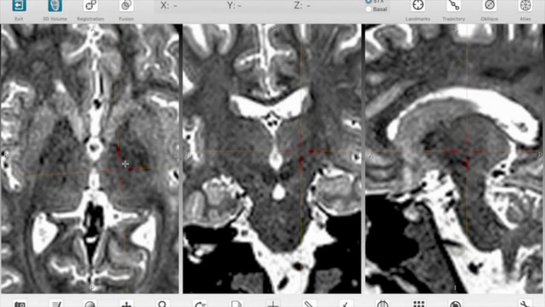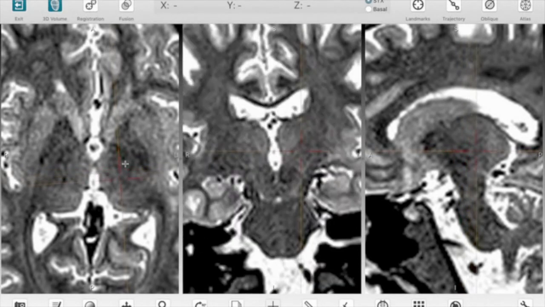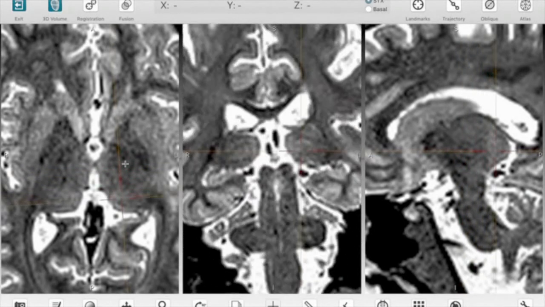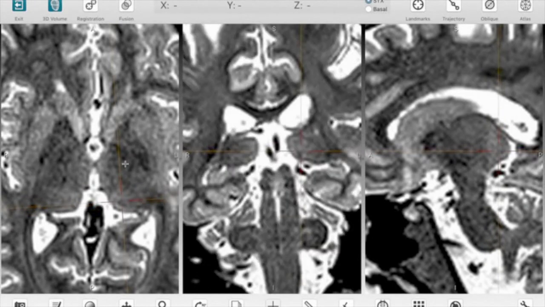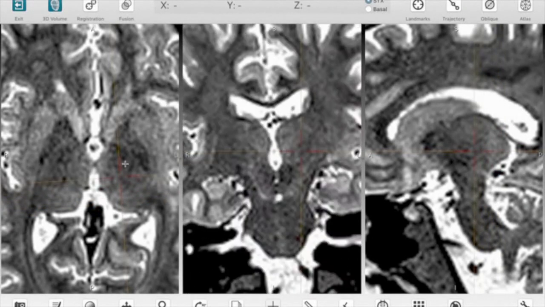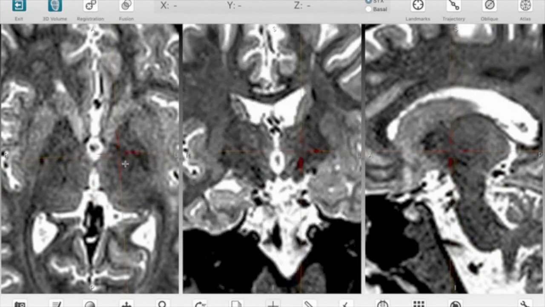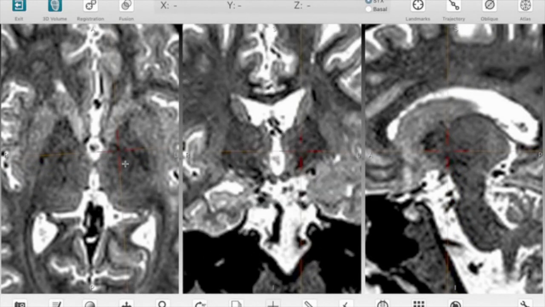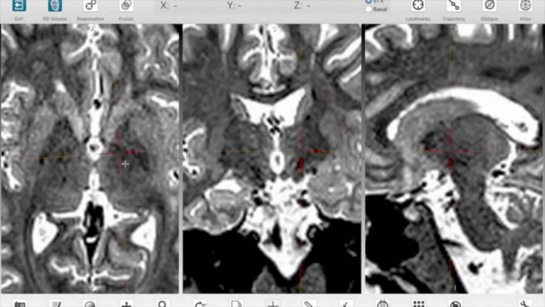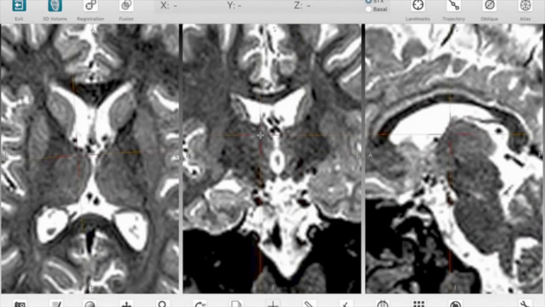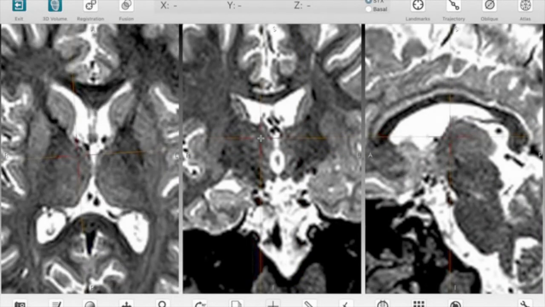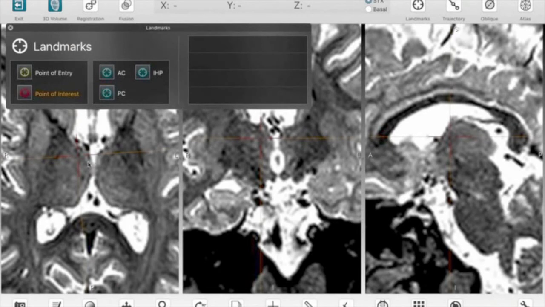The structure to be identified is the point where the mammillothalamic tract enters the anterior nucleus of the thalamus, as this area is related to better outcomes. If one goes back and forth on the coronal slices, it is possible to distinguish first the mammillary bodies and then the mammillothalamic tract, as confirmed on the axial and sagittal views.